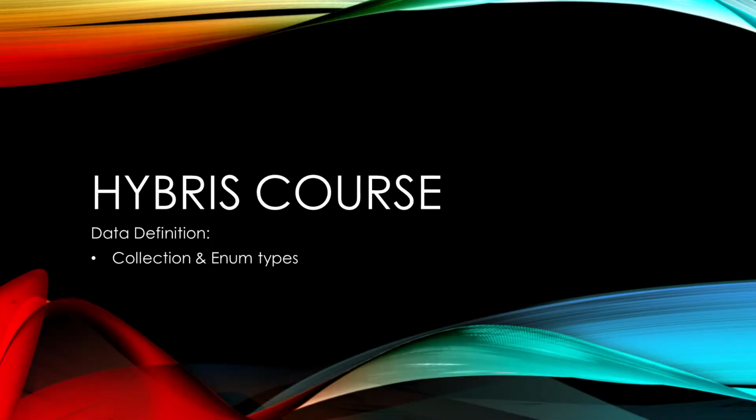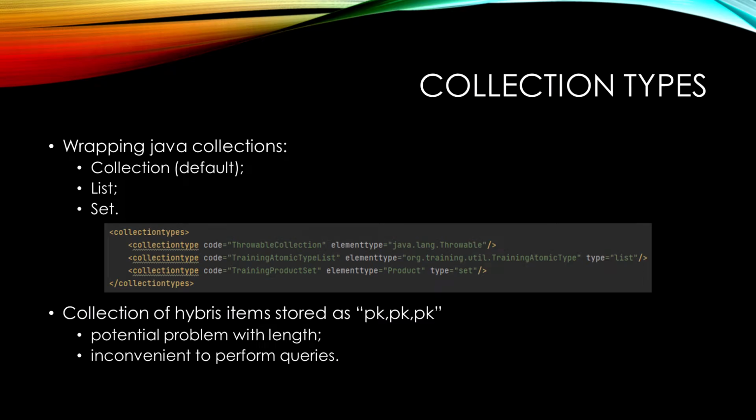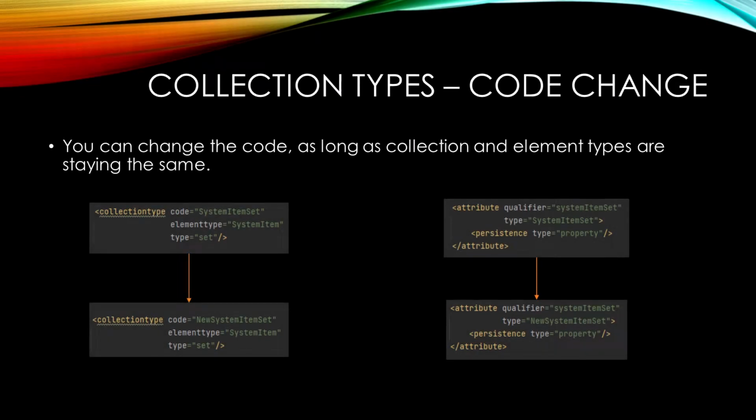Data definition, collections and enum types. Collection types are used as wrappers to Java collections. You can use generic collection or more concrete list or set. In the database, collection is stored as comma-separated IDs, which can lead to problem with value length and search queries. Collection types can be renamed as long as element and collection type stay the same.